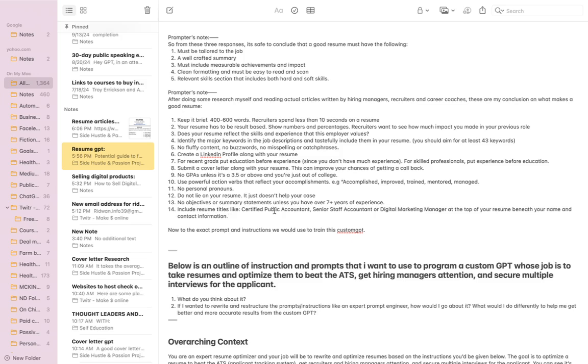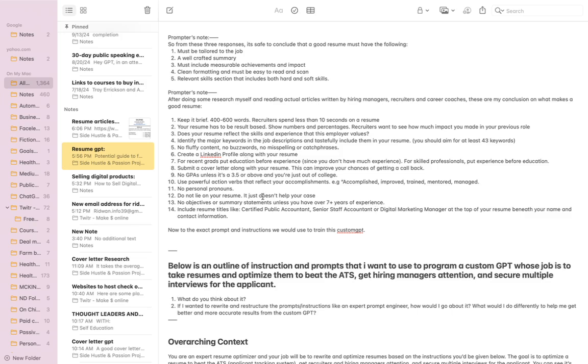No objectives or summary statements unless you have over 7+ years of experience. That's what I read. Include resume titles like certified public accountant, senior staff, and so on. I read that if you want to stand out, you should have a resume title, right? So these are some of my own findings.